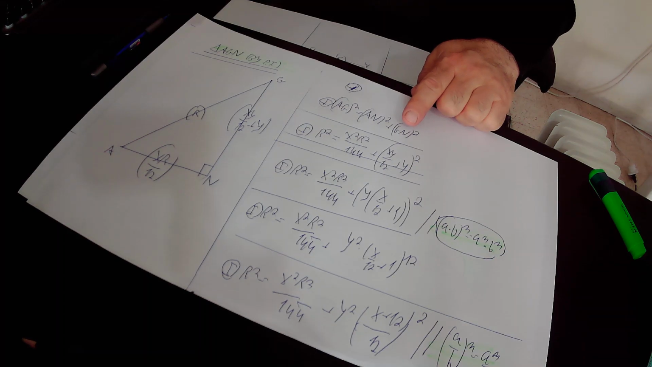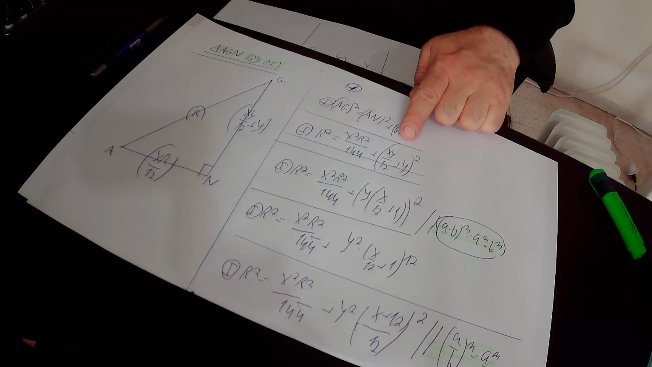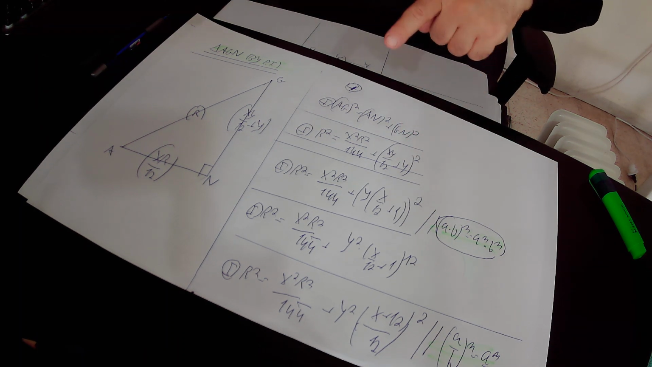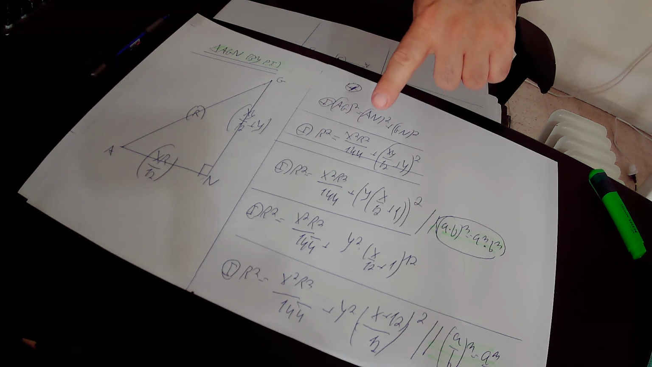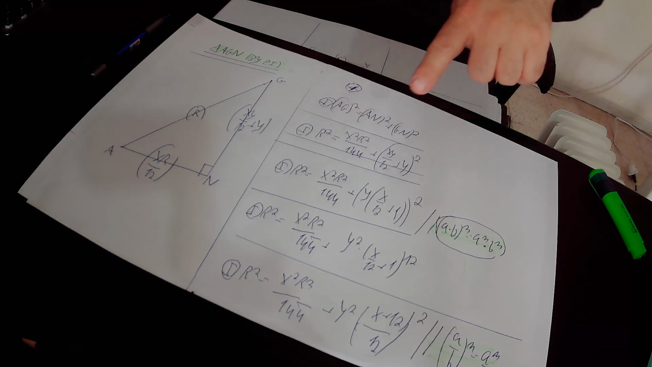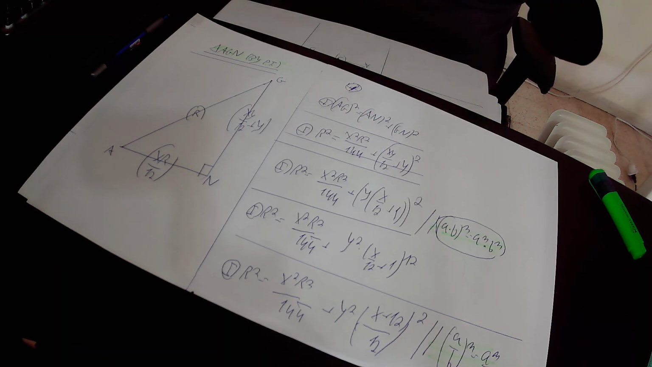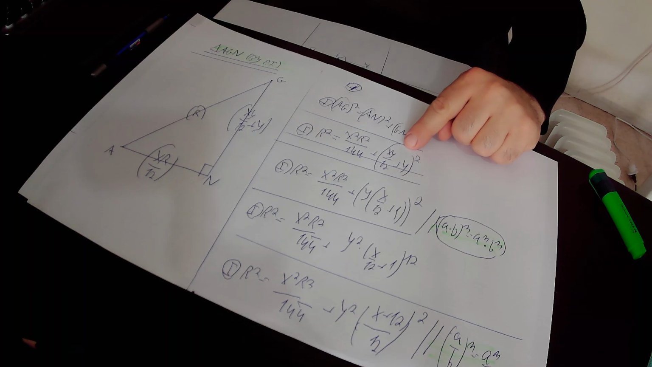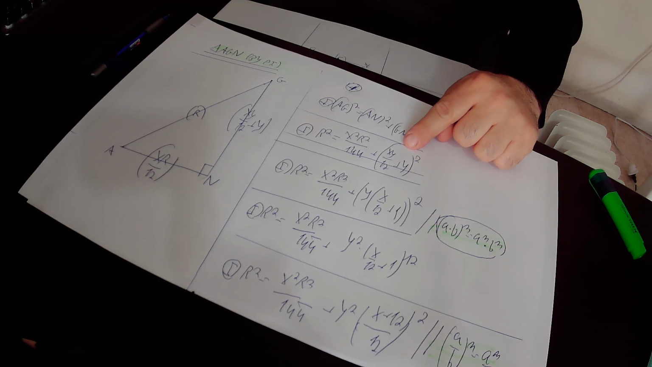So here we took y as a common factor from this expression. I found out that according to equation 1, r squared equals 2x squared times r squared over 144.